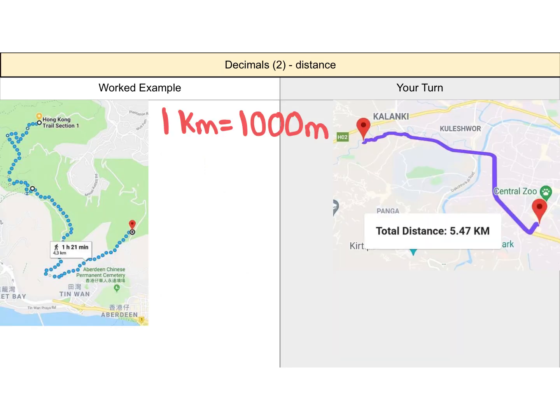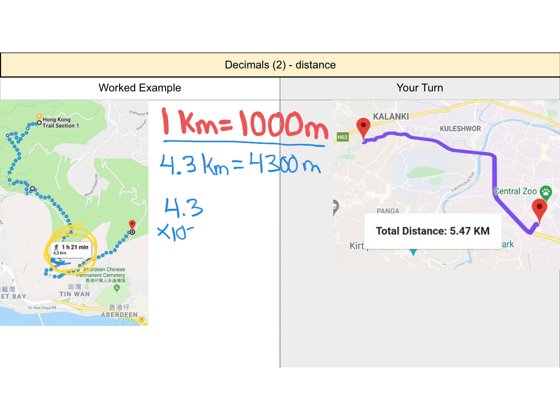Finally, let's convert some distances, keeping in mind that 1 kilometer is equal to 1,000 meters. Since the hike is 4.3 kilometers, that means it's equal to 4,300 meters. So there's a couple ways we can think about that. We could multiply the 4.3 times 1,000, and that would give us the 4,300. Or, since we're multiplying times a multiple of 10, we can simply move the decimal point 3 spaces to the right. We can go 1, 2, 3, which gives us 4,300.